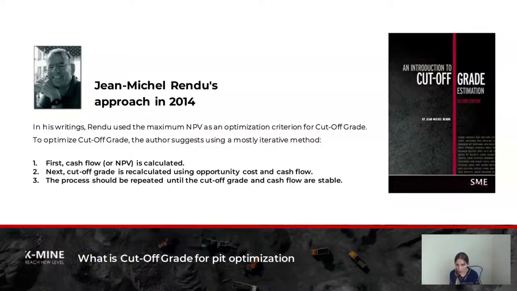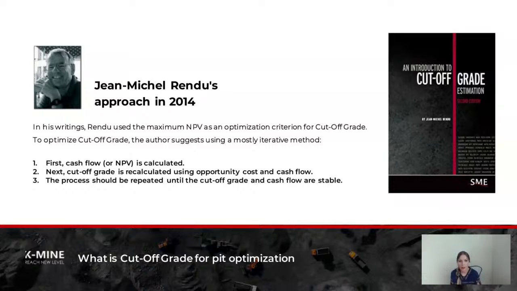But the last guy that we are going to talk about is Jean-Michel Rendu. Basically, in his works, he used the maximum NPV as a criterion for optimizing the cut-off grades. To optimize the cut-off grade, he proposes to use mainly an iterative method. So first, a cash flow or NPV is calculated based on the pre-accepted cut-off grade without taking into account opportunity costs.